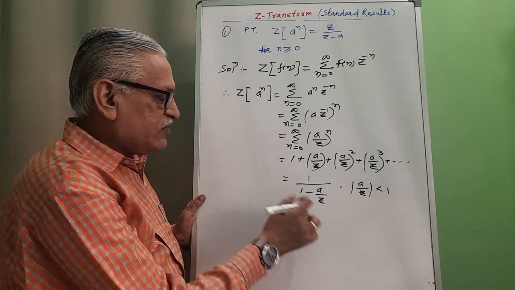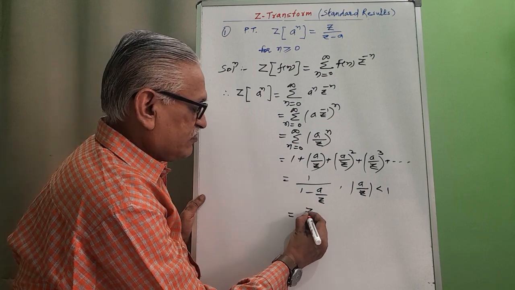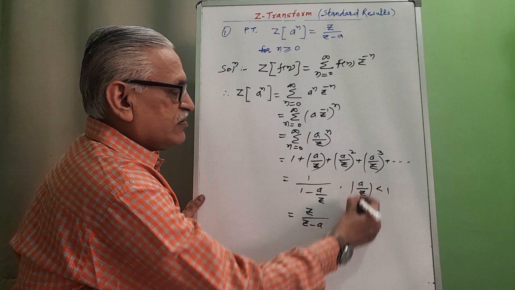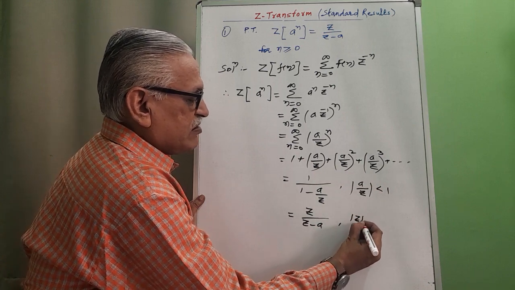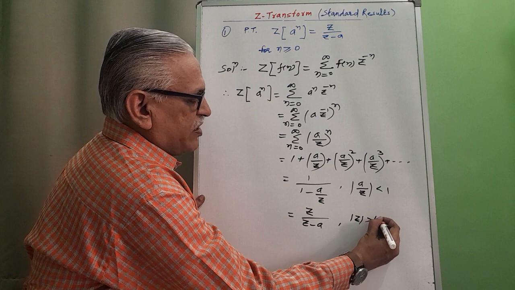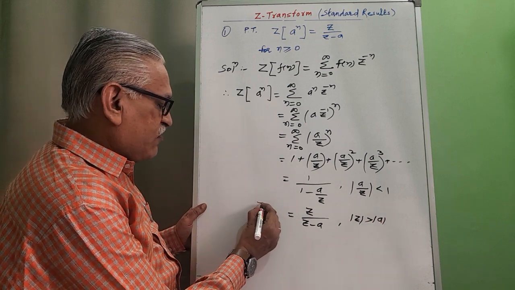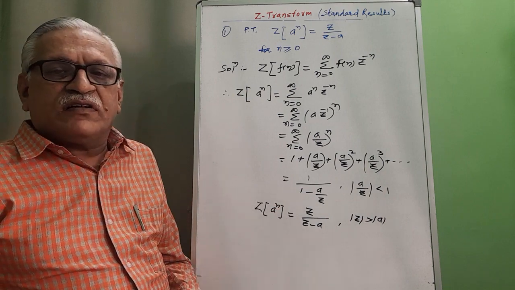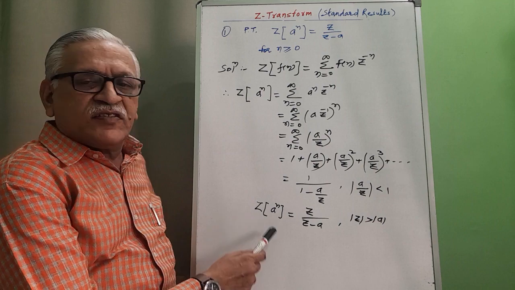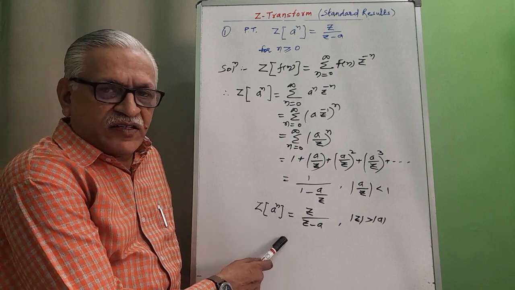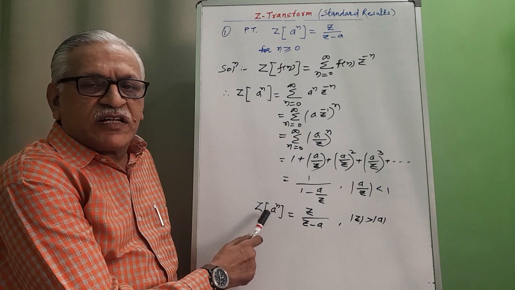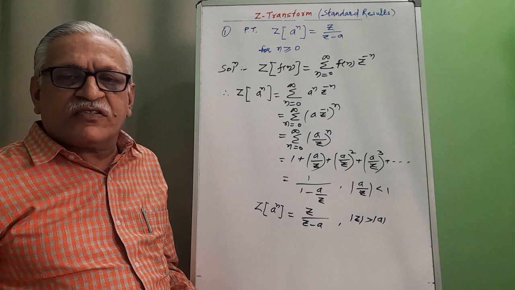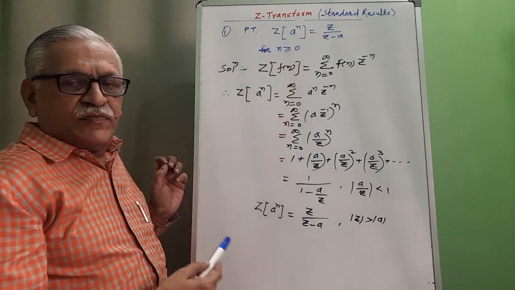Simplifying it by cross multiplying, we get z upon z minus a, with the condition mod z greater than mod of a. This is Z transform of a raised to n. And after deriving this result, remember this as a standard result. The first standard result is Z transform of a raised to n is z upon z minus a. It means we can apply this result to get Z transform of such type of term.